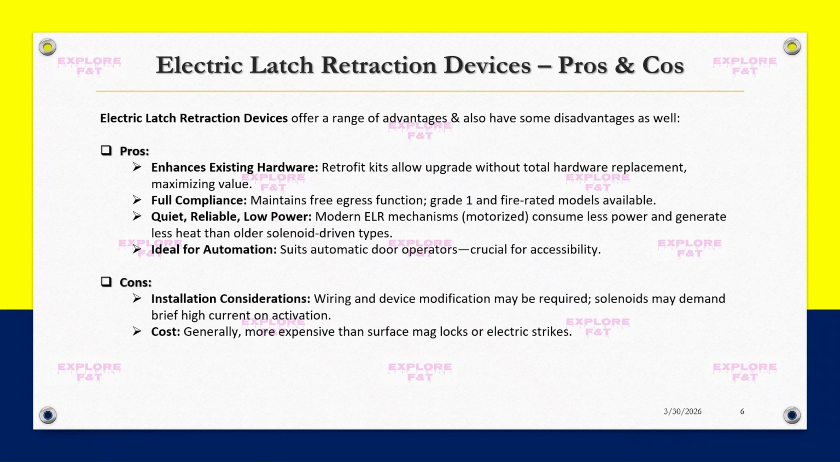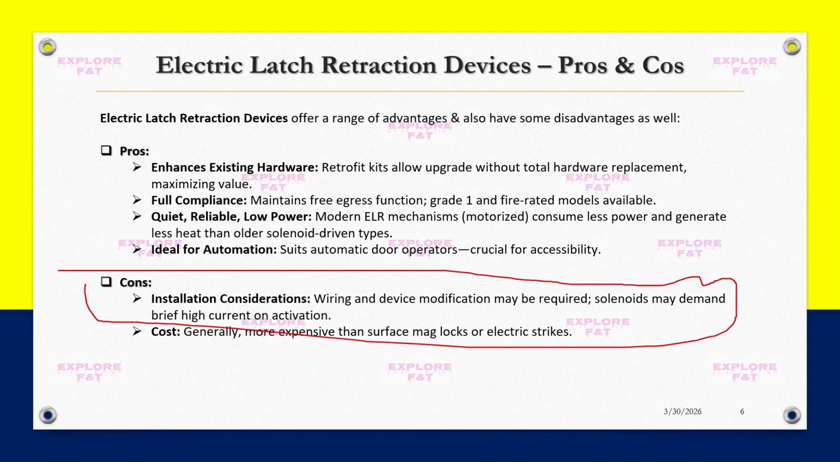Now pros and cons. As you already know, I already discussed the installation and cost. Because of the complication of installation, this will require a little more effort, because wiring and device modification may be required. Solenoid may demand a brief high current on activation, and it is generally more expensive than a surface maglock or electric strike. Normally people just want to go with an electric strike or maglock because they are very cheap and very easy to install.